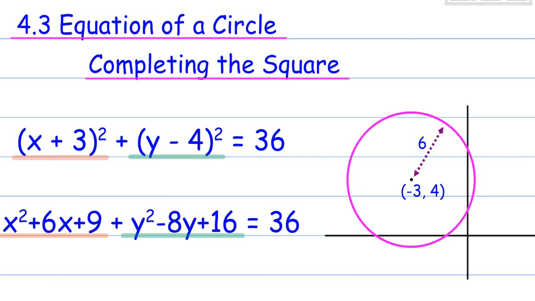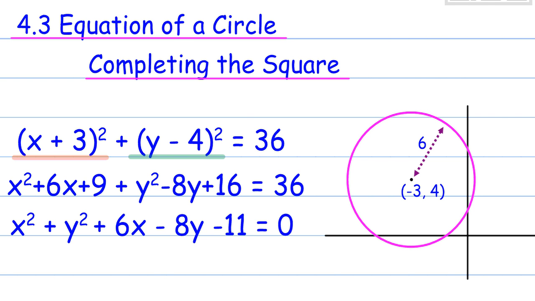So let's have a look at that equation. (x plus 3) squared plus (y minus 4) squared equals 36. Let's expand that. So we expand the orange section here. That gives us x squared plus 6x plus 9, remembering that you can write the brackets side by side to make that easier. If we expand the bluey-green section, then we'll get y squared minus 8y plus 16 equals 36. So although they look different, these two equations are identical.